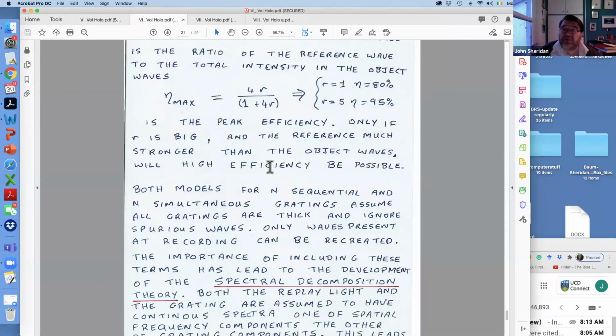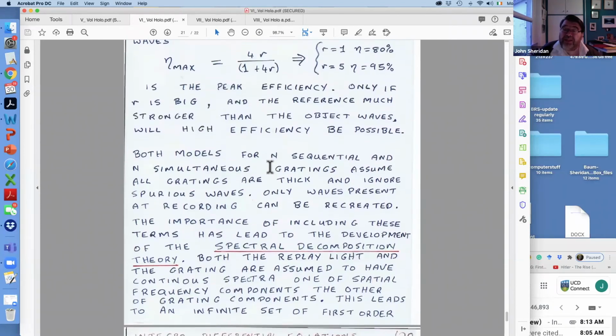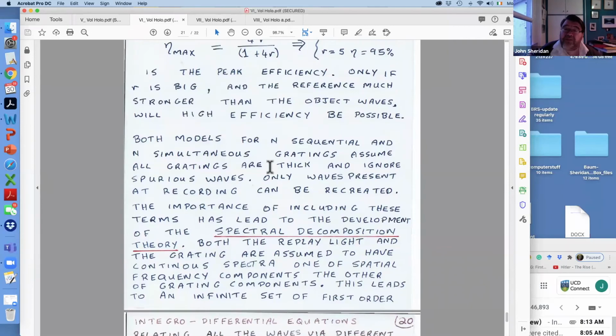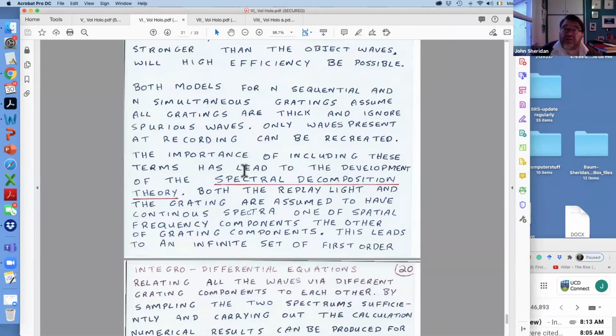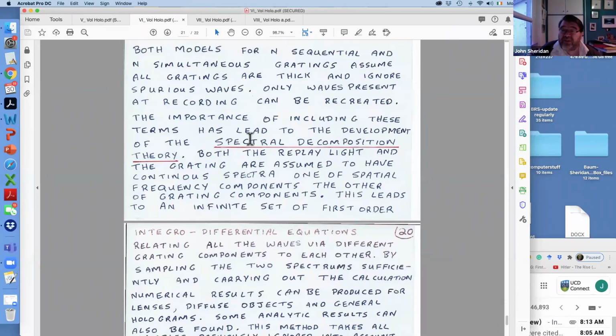So again, Syms talks in a little more detail about the derivation. What's important for you is to see that all of these types of analysis can be shown to be completely consistent and to predict physical reality. Both models, for sequential and simultaneous gratings, assume all gratings are thick and ignore spurious waves. Only waves present at recording can be recreated. And this essentially is what we talk about in relation to fidelity: they're recreated proportionally as strong as one another. So if I've got a beam that's twice as strong as another beam, when I get the diffraction, that proportionality is retained. So we get a valid image reproduced.